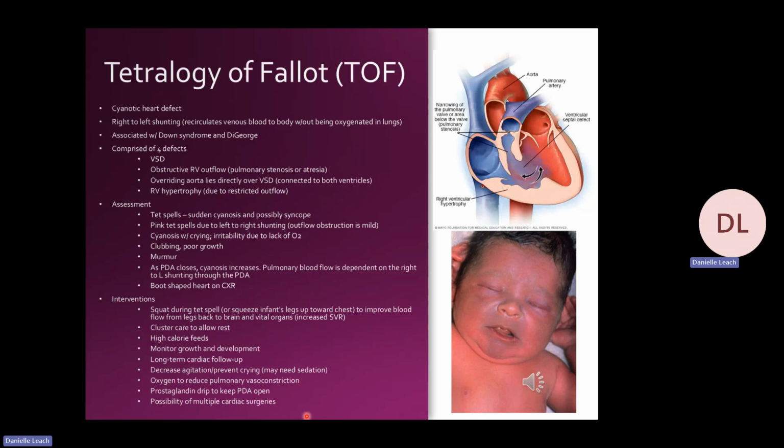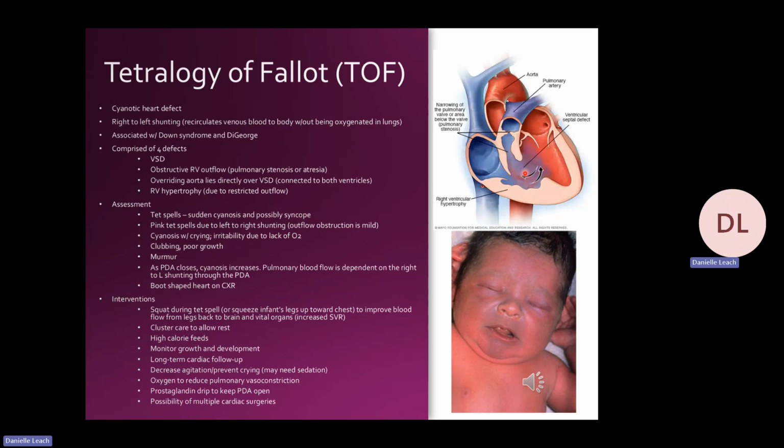So tetra or tetralogy means four. So to have this disorder, there's four different defects that need to come into play. So the first one is the VSD, which we already talked about. The next one is an obstructive right ventricular outflow problem. So what we're talking about there is that there's something wrong with the pulmonary artery, whether it's stenotic and narrowed, or it could be the pulmonary valve. It could be stenotic or not working properly.